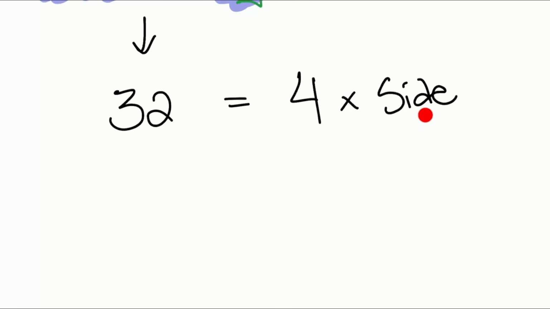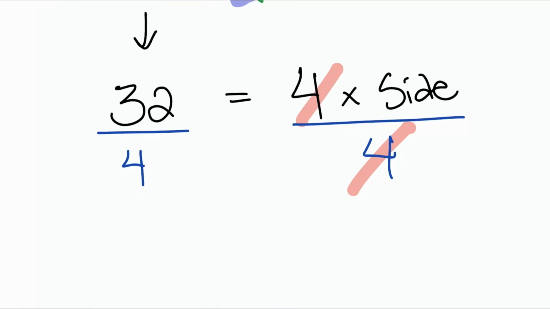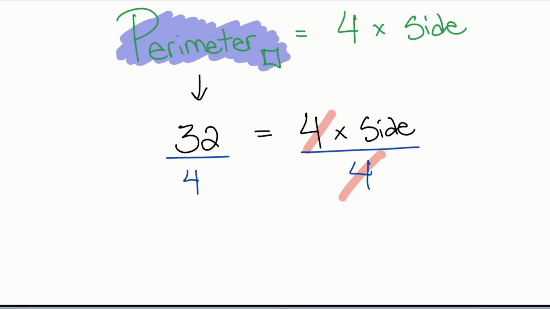Well, the cool thing is, working backwards is all about doing the opposite operations. So what's the opposite of multiplying by 4? That's going to be dividing. So we're going to divide both sides by that 4 to get rid of it from the right side, because you're going to see it's going to cancel. Multiplying by 4, then dividing by 4, that's going to cancel out. So that's going to leave our side by itself.